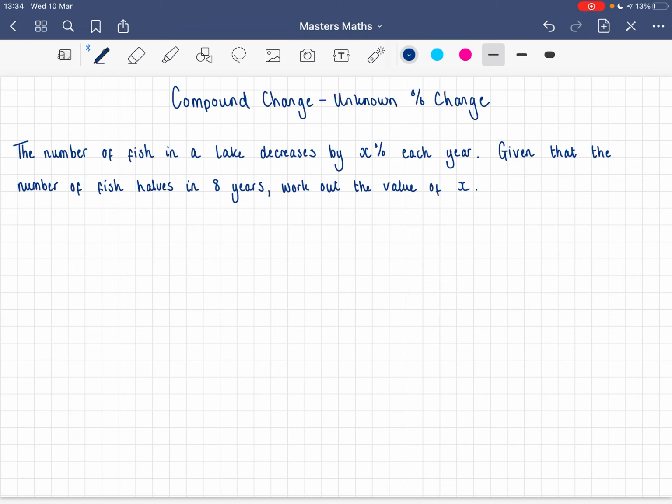Given that the number of fish halves in 8 years, work out the value of X. So a couple of hints here. You're not given a starting number of fish. You're not told how many fish there are to start off with. Pick a number. Pick whatever number you want. Start with a simple one, 100, 1,000, something like that is going to be the easiest to work with.